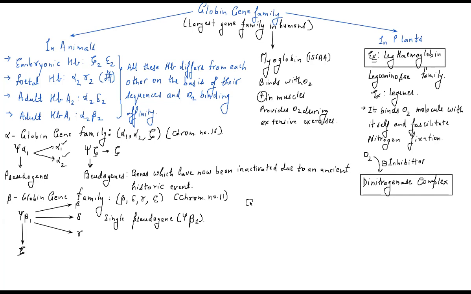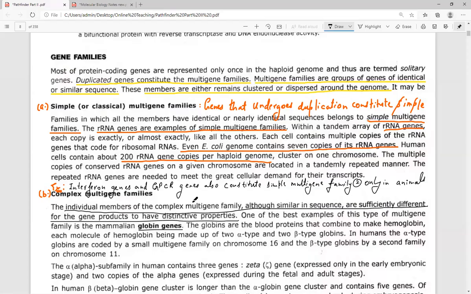So let us move forward. Now, this is all about this particular chart. If you want to take a snapshot, okay, everybody is done with this. I'm closing it out and moving back to Pathfinder. Now, this is referred to as a complex multi-gene family. One of the best examples of the complex multi-gene family is the globin gene family.